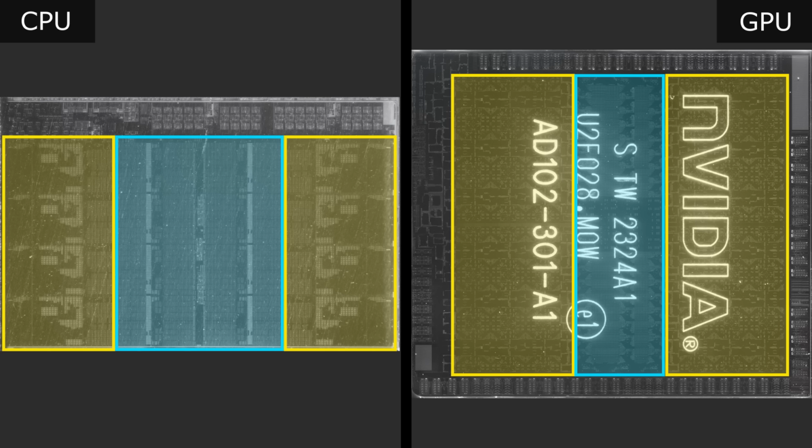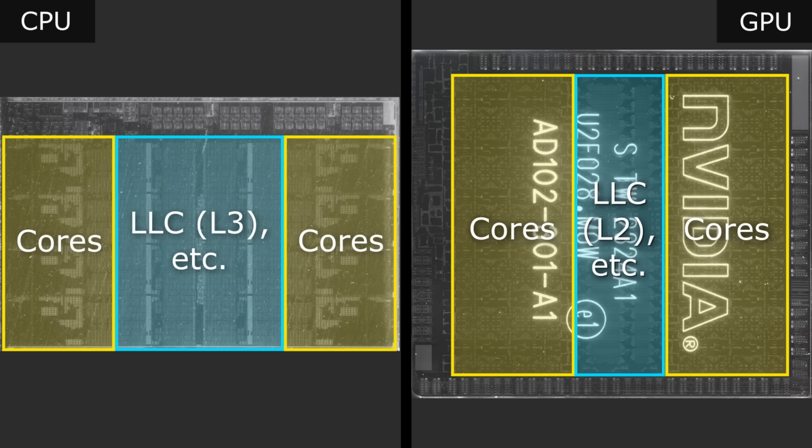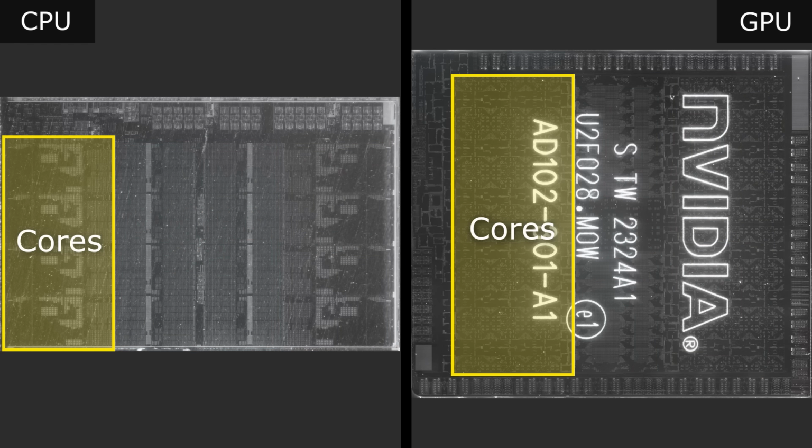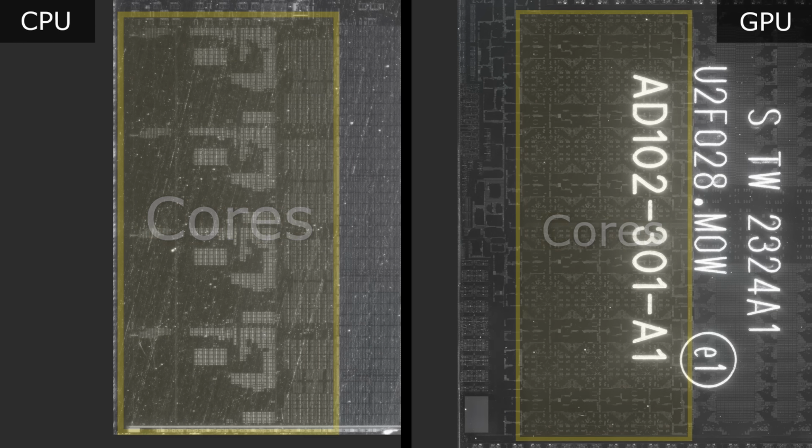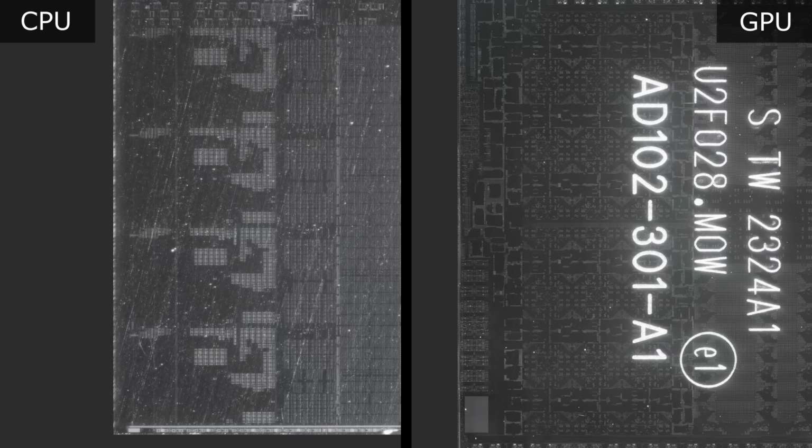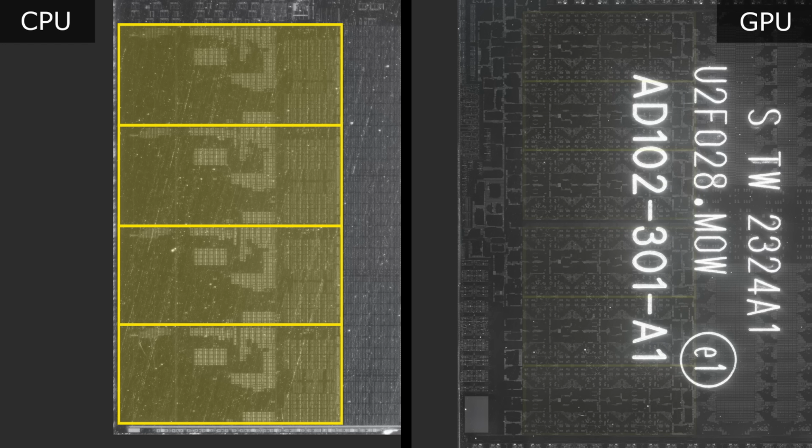On both chips, the middle section doesn't contain the cores we're looking for. It's occupied by shared resources such as the last level cache, or LLC. To find our cores, we have to look at the bands on either side. And since they are mirrors of each other, we can simplify things by just focusing on the left band. If we zoom in, we see that the CPU and GPU have a similar layout once again. From top to bottom, both are made up of what appear to be repeating tiles. On the CPU side, there are 4, and on the GPU side, it's 6.